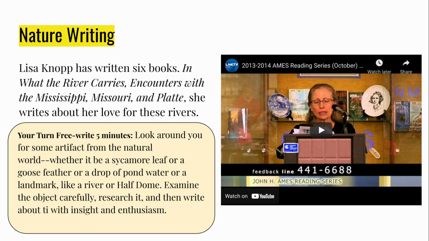Okay. So maybe there's a place that you love very much that you'd like to write about, or you'd like to research, right? And share that research with others. This might be the form for you. So if you're interested in nature writing or science writing of some kind with the I as the protagonist, watch her reading her piece, and then take 5 minutes. Look around you for some artifact from the natural world, whether it be a sycamore leaf or a goose feather or a drop of pond water or a landmark, like a river or Half Dome. Imagine the object carefully, research it, and then write about it with insight and enthusiasm.